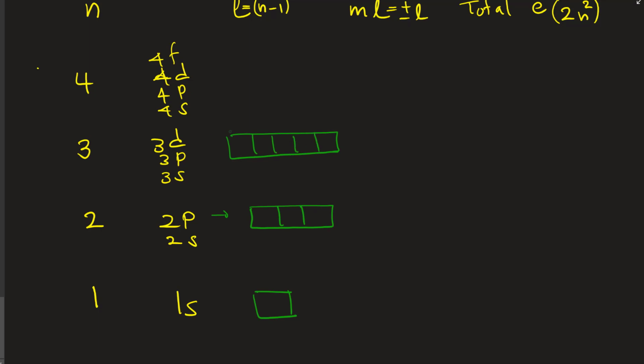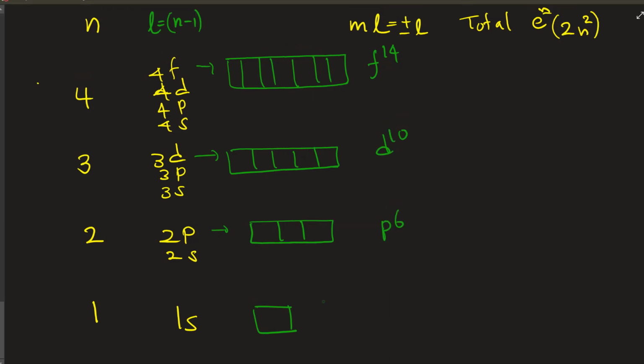And also we did the ML, right? I'm drawing only for one. So S is 1 box, P is 3 boxes, D is 5 boxes, F is 7 boxes. And that's why you get the maximum number of electrons for ML, or for the orbital. S gets 2, P gets 6, D gets 10, F gets 14, right?